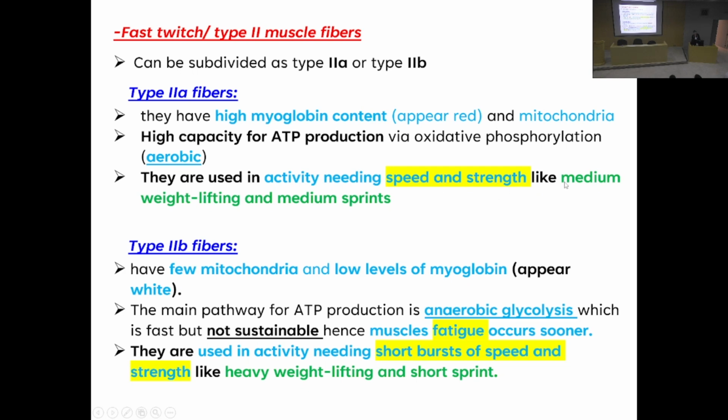For example, when you lift weight of a medium load, not really heavy. However, for the type 2B, it is when the weight is heavy, and when you have a short sprint, like a 100 meter sprint. So this is the kind of muscle. They can be used depending on the type of exercise, the duration of the exercise, and the intensity.